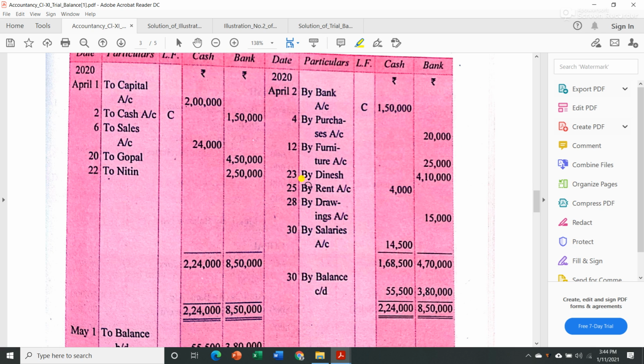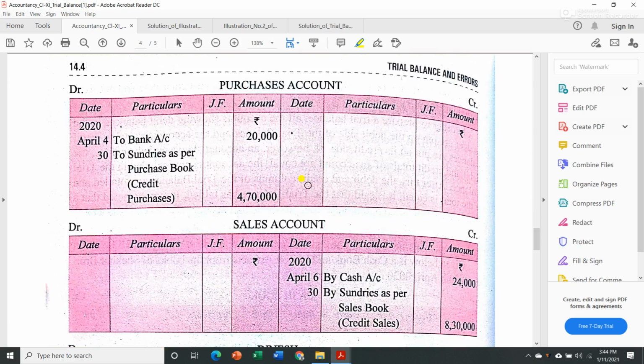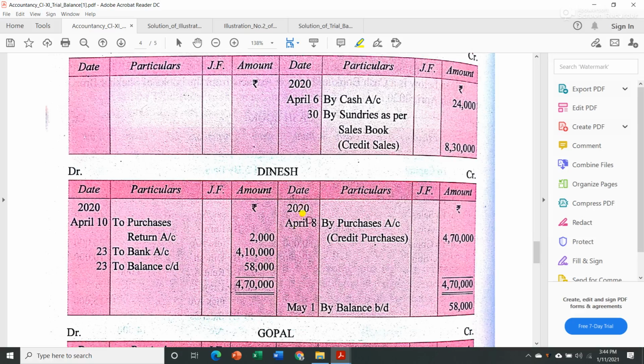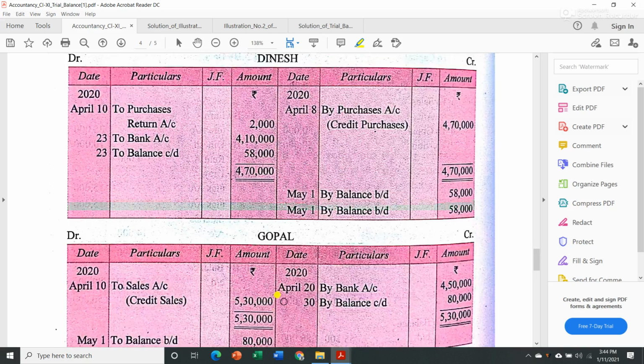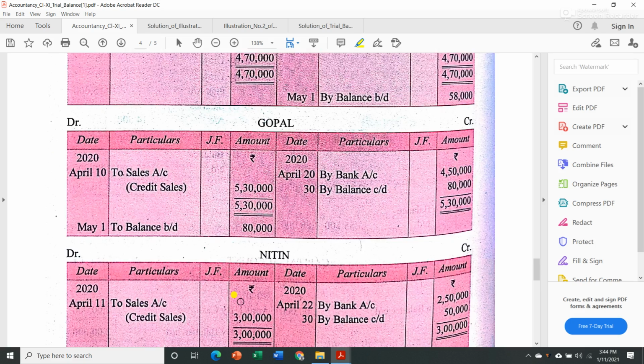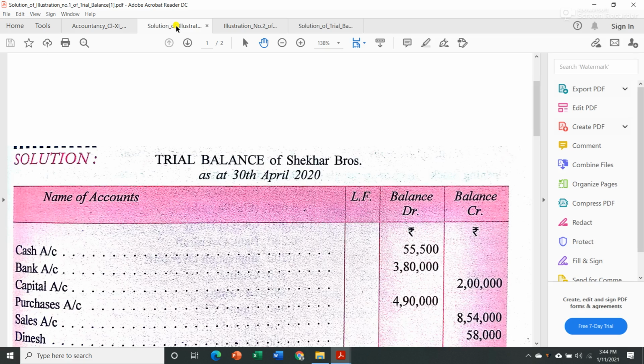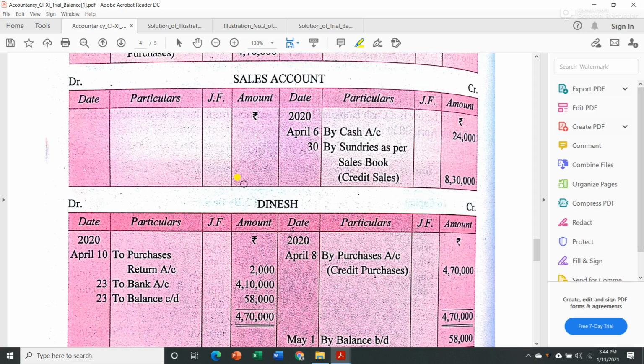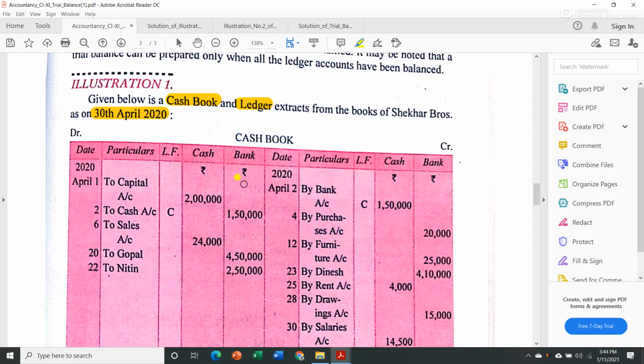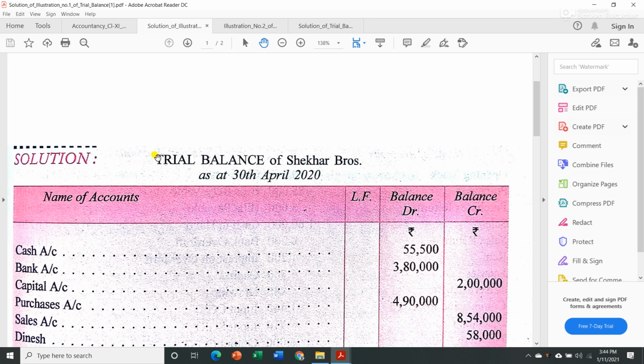Now this is the cash book and there are some ledger accounts given. Okay, now you can see in the question all the accounts are tallied, means all the balanced. Okay, now let us see the solution. Now first, since in the question we have cash book first and this is double column cash book, that means from cash book we will get cash at hand and cash at bank amount. Okay, so the heading of trial balance will be trial balance of Shekhar Brothers as at 30th April, because we prepare trial balance on a particular date.